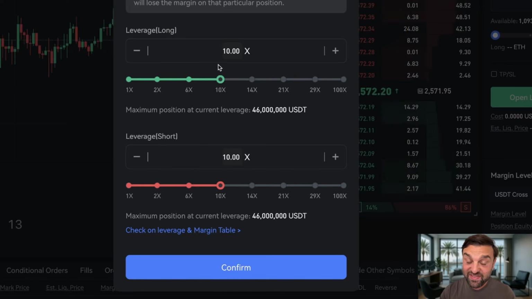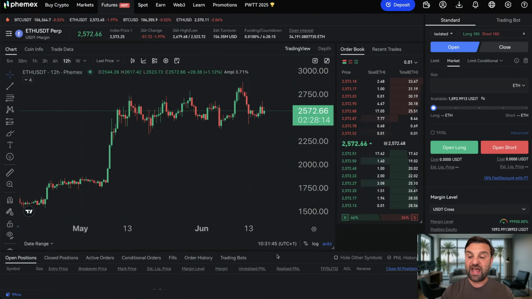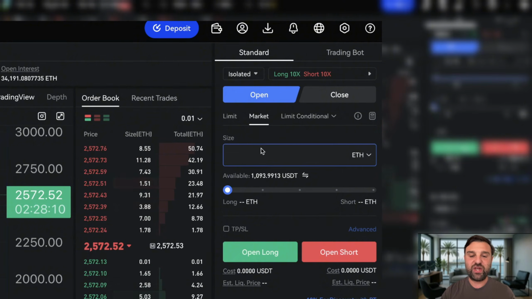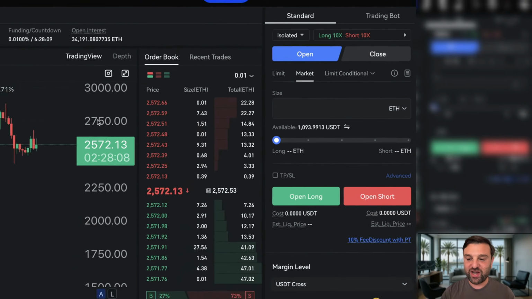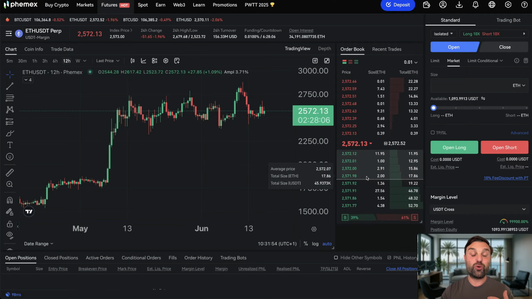The higher the leverage, the higher the risk is of the trade. It means that your liquidation price is going to be much nearer to the entry point. We'll talk more about that when we set our stop loss, but for now, we're going to use 10x leverage, and we're going to open it with market, which means we can instantaneously open the trade from the order book. This order book shows people that are buying and selling.